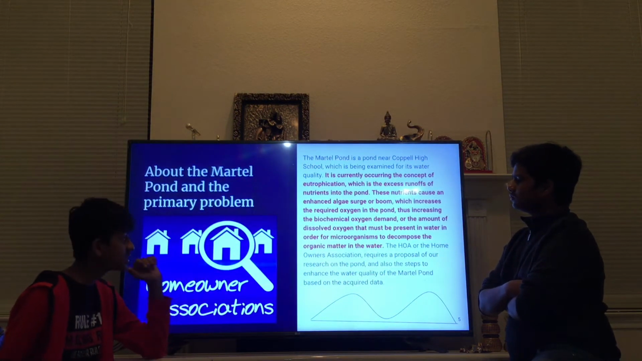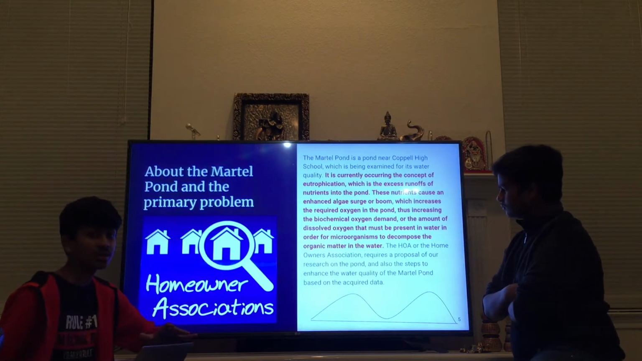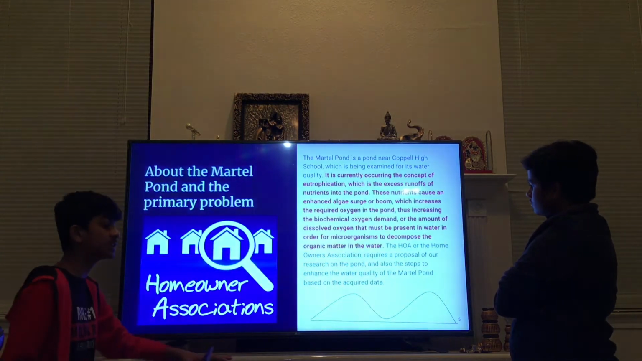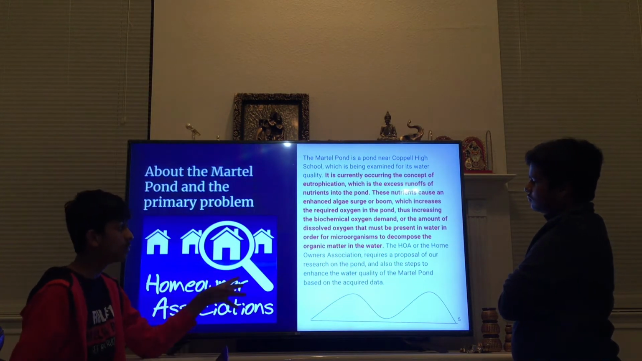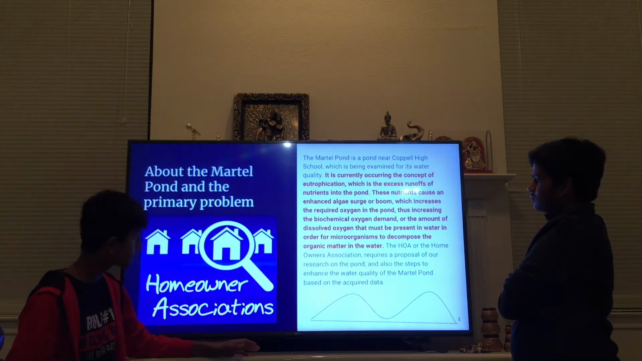This is about the Martel pond and the primary problem. The primary problem is that it's undergoing eutrophication, where there's a nutrients boom, where the algae currently grows to its zenith, where the decomposition increases, and the BOD, which is biochemical oxygen demand, increases along with it.